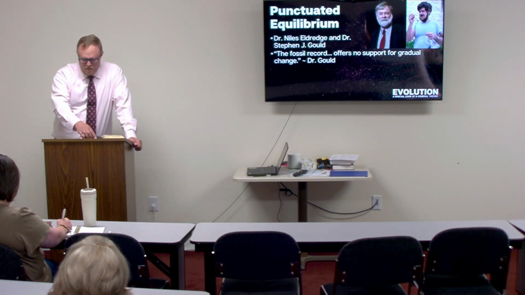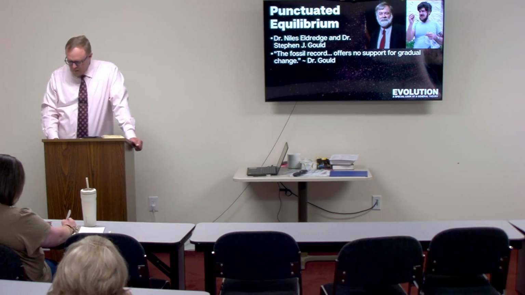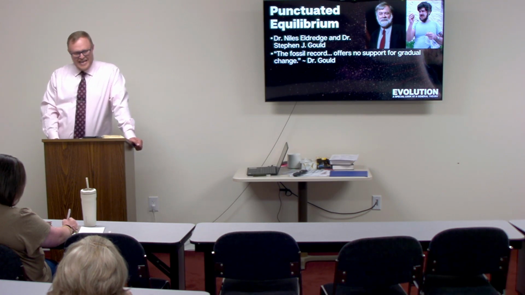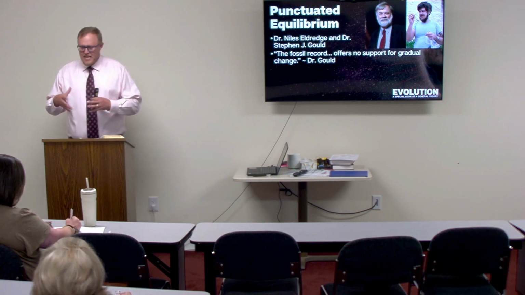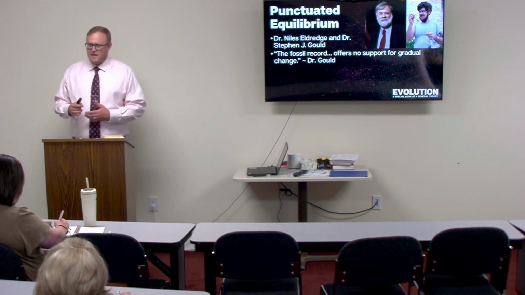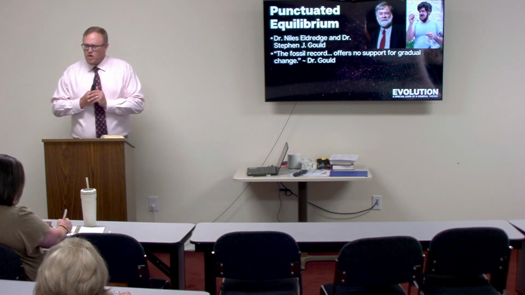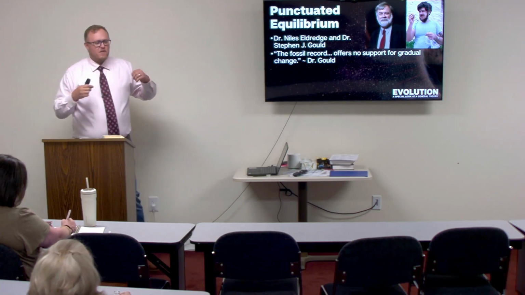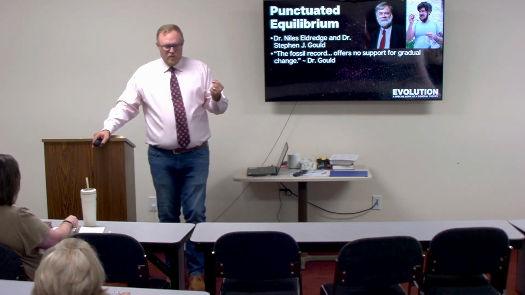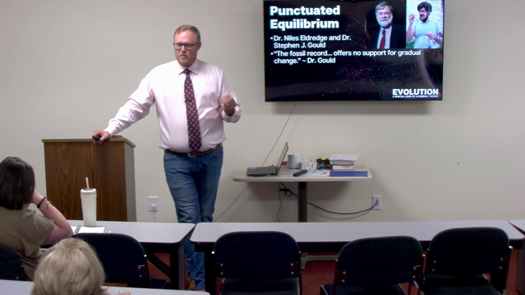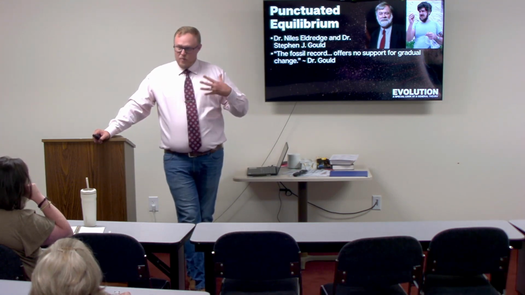And so he comes up, along with Niles Eldredge, and we'll talk about his reasoning behind it for just a second. But they come up with punctuated equilibrium. And punctuated equilibrium is this. Equilibrium is describing the vast eons of time. We're still working with billions of years. But for the vast eons of time, the world was in a sense of stasis. It was stable, it was unchanging. And thus it was equal.